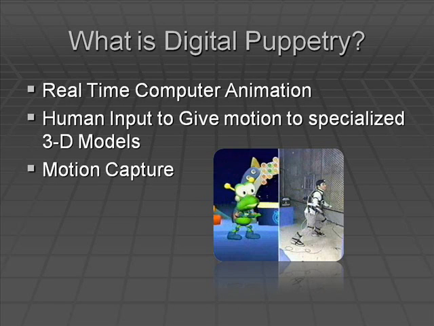What is digital puppetry? It is also known as real-time computer animation. In this, humans give input to give motion to a specialized 3D model or 2D model that appears in a computer graphic. Always, when dealing with digital puppetry, there is some type of motion capture technology being deployed. In fact, through the history of digital puppetry, which begins in the 1960s, to today, motion capture has always been one of the technologies that has been employed.